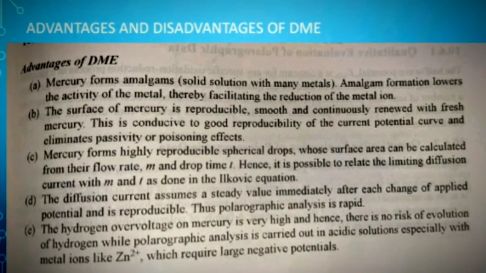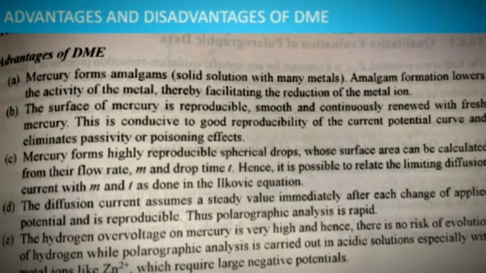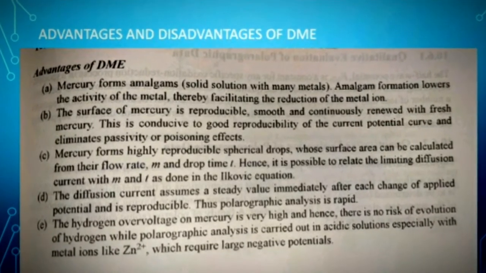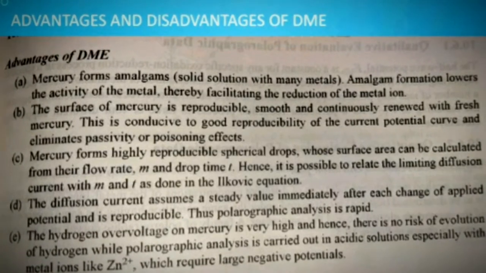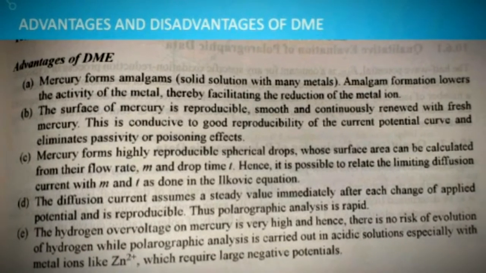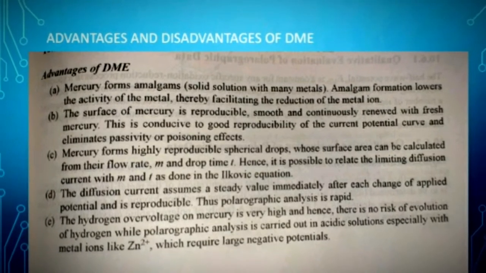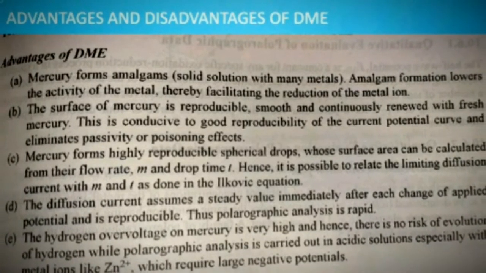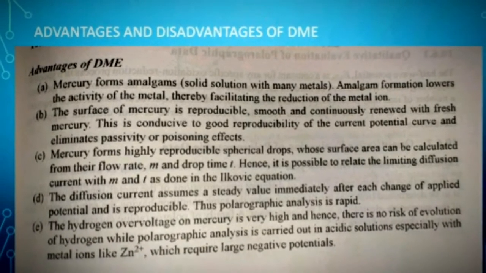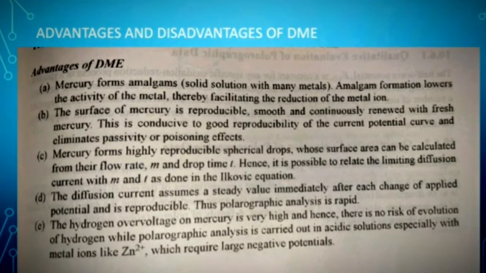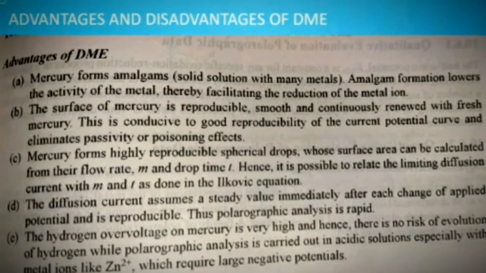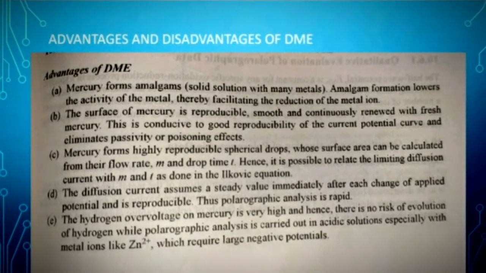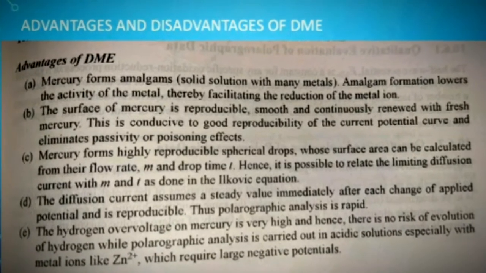The second point says that the surface of mercury is reproducible, smooth, and continuously renewed with fresh mercury. This renewal is evident from the fact that the capillary tube is attached to a reservoir of mercury, right? So every now and then this reservoir keeps supplying mercury. So you get new droplets of mercury that are falling into the electrolytic cell. The third point is mercury forms highly reproducible spherical drops whose surface area can be calculated from their flow rate. So this is the mere calculation that they are talking about here.